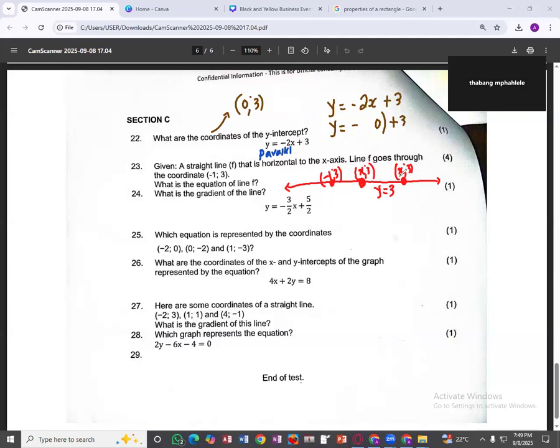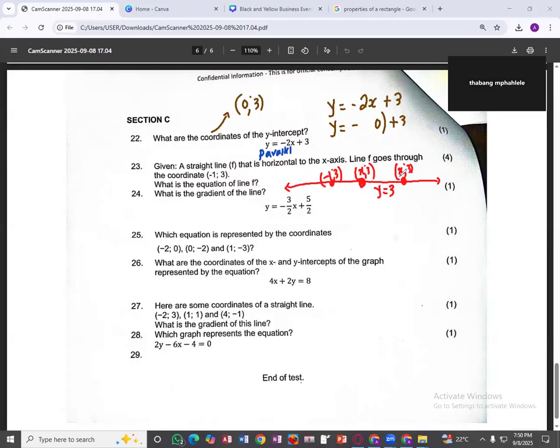But now, why 4 marks? Given a straight line f that is horizontal to the x-axis, line f goes through the coordinates (-1, 3). What is the equation of line f? I'm sticking to y equals 3. I don't understand why they are giving you 4 marks. A straight line f is horizontal to the x-axis.